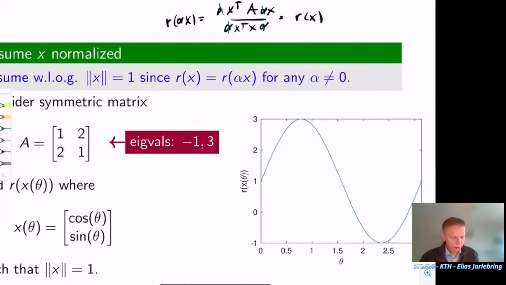We see here the Rayleigh quotient as a function of theta, and the smallest eigenvalue was -1, and we see here that this value is the minimum. We have observed exactly the statement of the Rayleigh-Ritz theorem, that the minimum of the Rayleigh quotient is exactly equal to lambda 1.